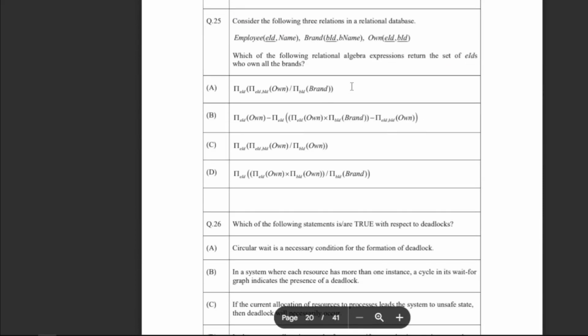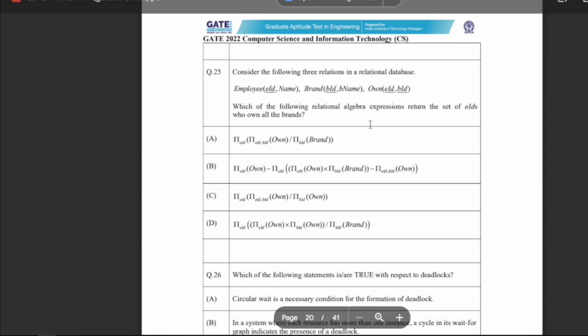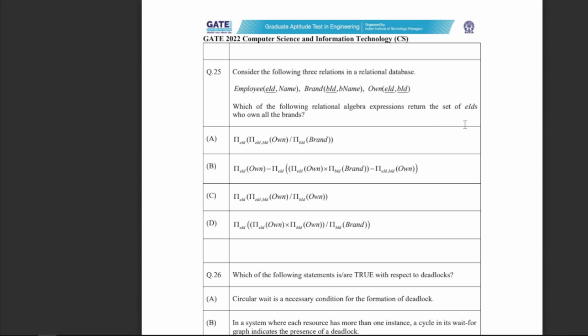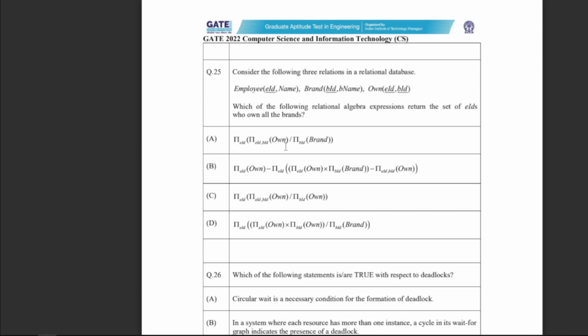Now consider the following three relations in a relational database, right? So Employee(EID, name), then Brand(BID, bname), then Own(EID, bname). Which one of the following relational algebra expressions returns the set of EIDs who own all the brands, right? So for the 25th our answer is A and B both. So first it will solve the inner one, then the outer one, okay, and the same goes for D as well.